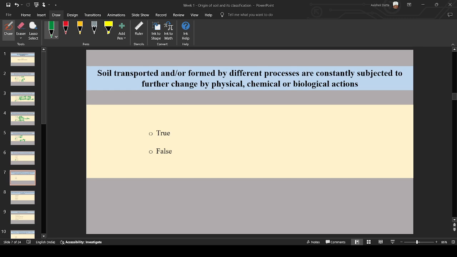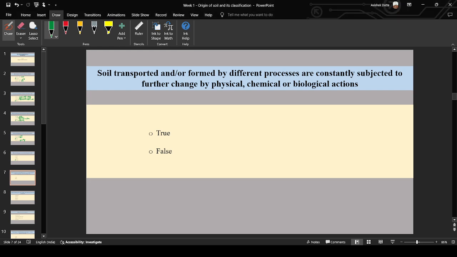So this is a true and false statement. Soil transported or formed by different processes are constantly subjected to further change by physical, chemical or biological actions. So once the soil has been transported from one place to another or formed at a particular place, even then it can be subjected to further change because of the never ending actions of nature.